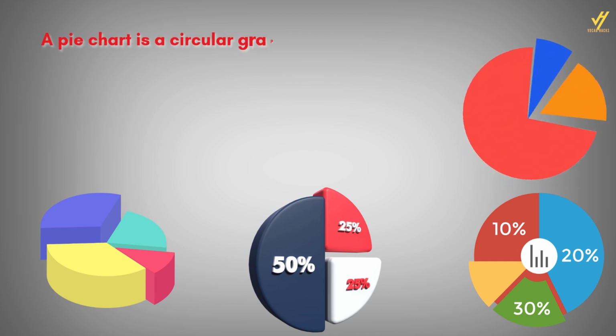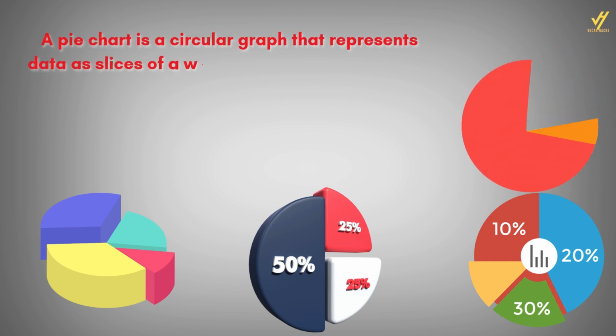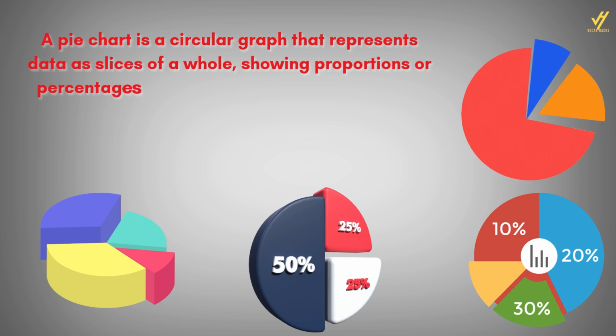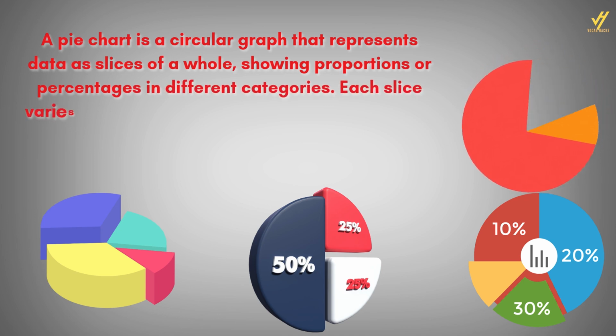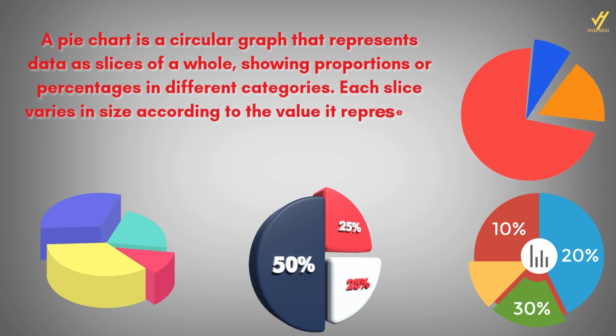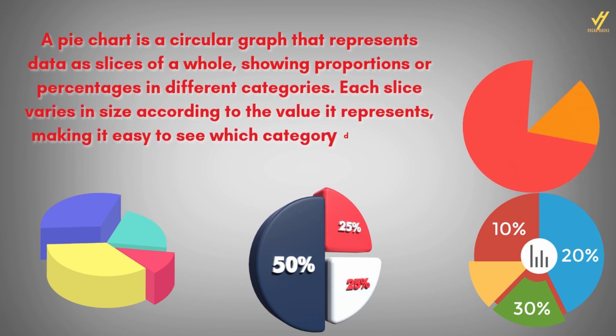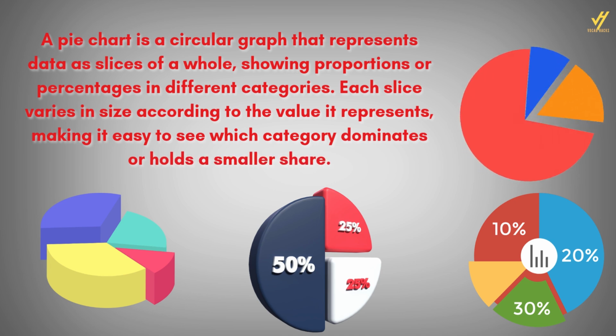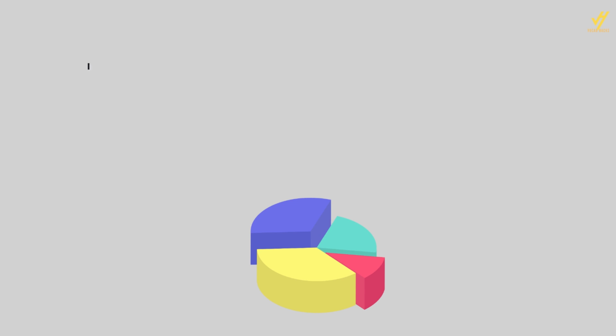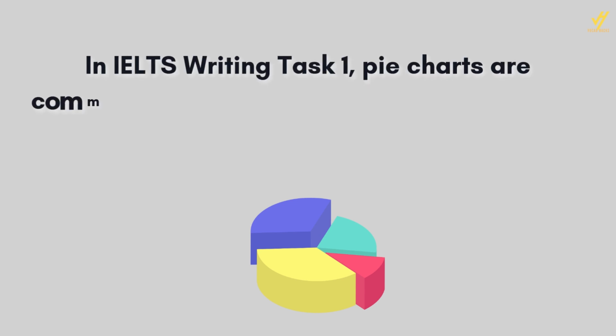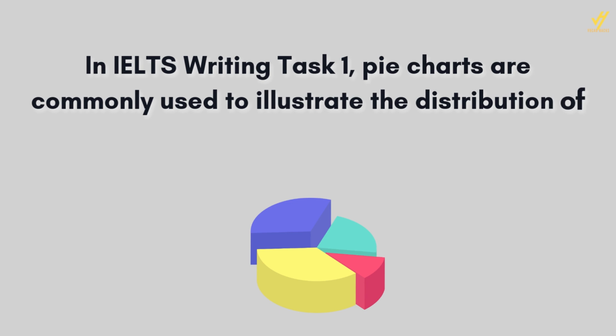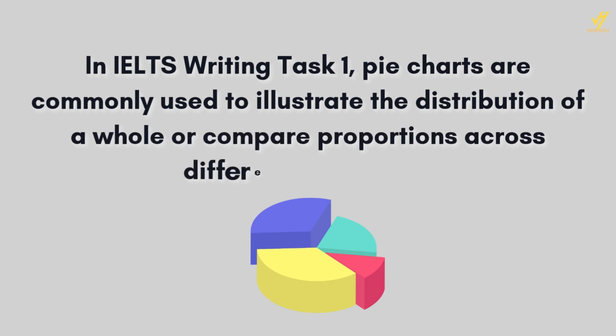A pie chart is a circular graph that represents data as slices of a whole, showing proportions or percentages in different categories. Each slice varies in size according to the value it represents, making it easy to see which category dominates or holds a smaller share. In IELTS Writing Task 1, pie charts are commonly used to illustrate the distribution of a whole or compare proportions across different categories.